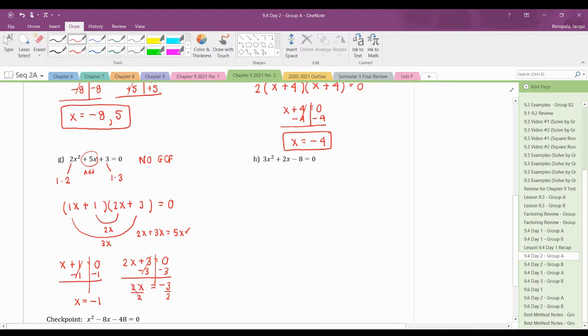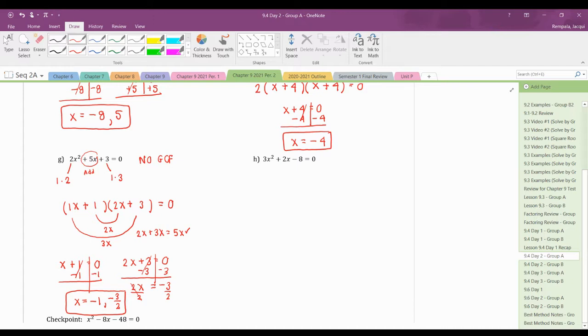If you try to put that in a calculator, negative 3 divided by 2 is not going to be a nice number. It's going to be a decimal. So I would just leave it as that fraction. If you can reduce, reduce. But in this case, 3 and 2 don't have anything in common. Don't lose the negative sign. X equals negative 1 and negative 3 halves. Those are my answers.